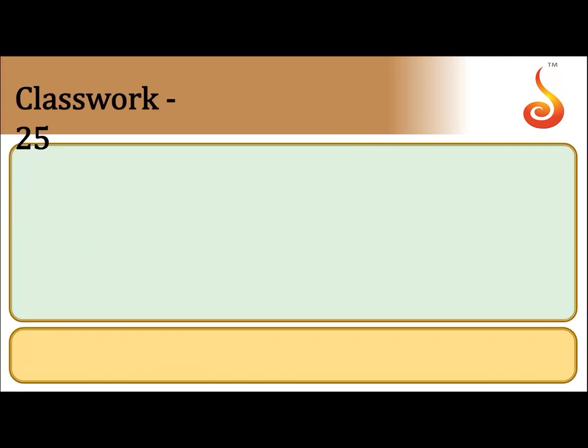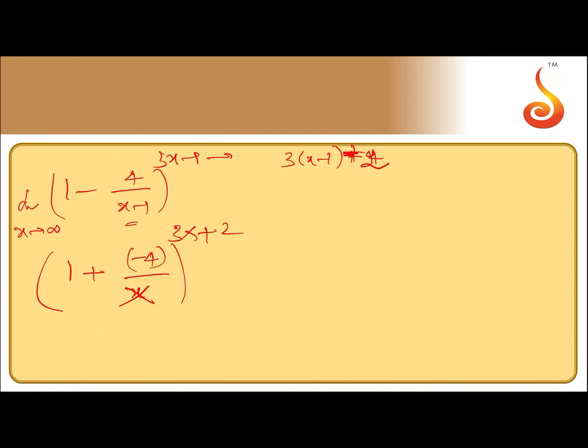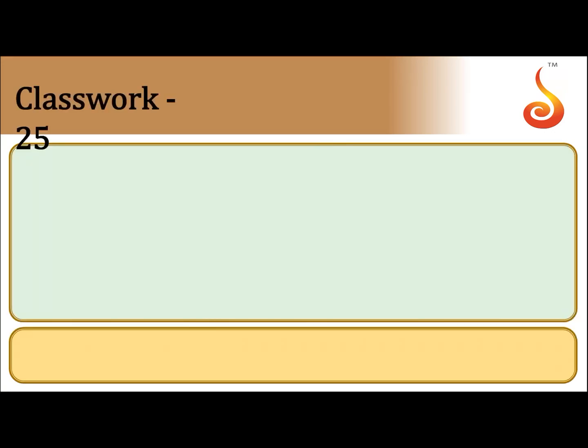So obviously, x is now approaching infinity. This is nothing but e to the power of 3 multiplied by minus 4. 3 into minus 4, the answer is e power minus 12. So the answer is B.